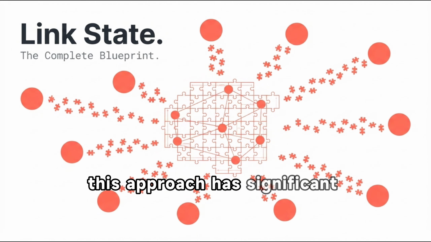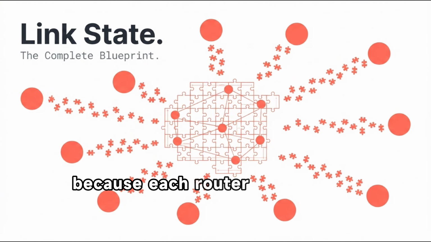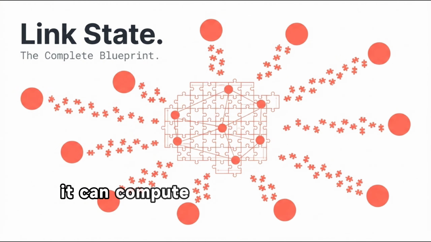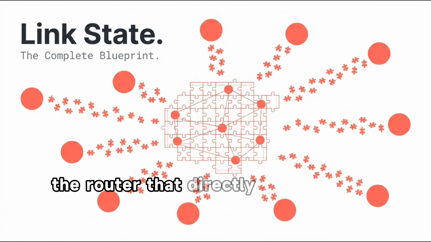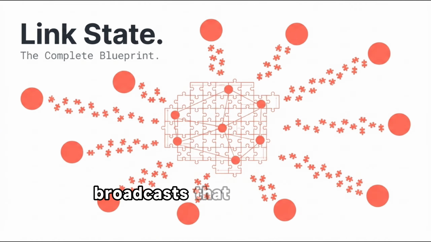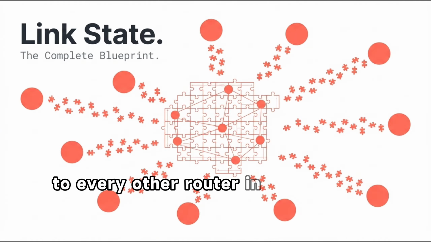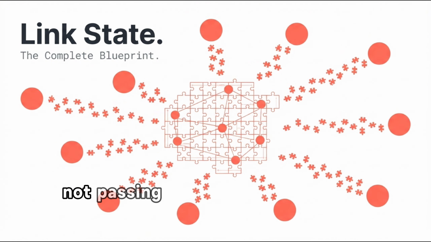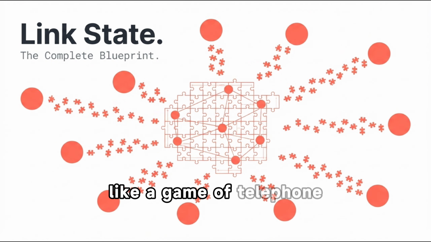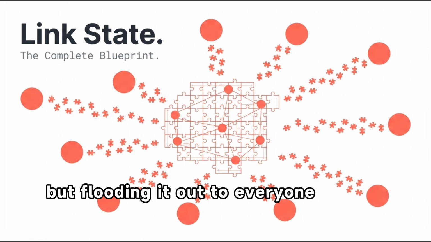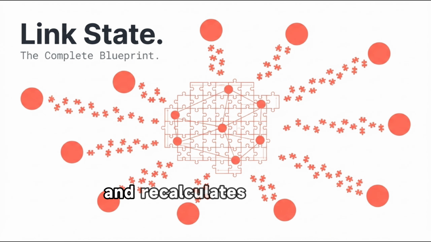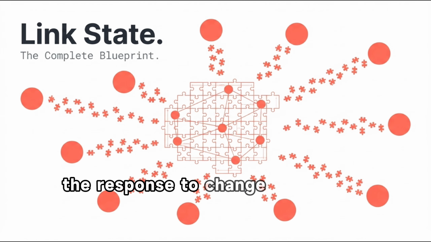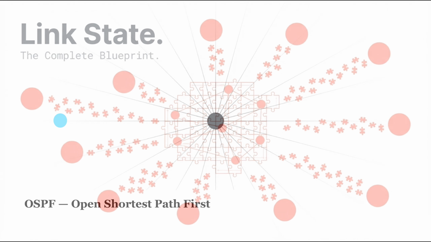This approach has significant advantages. Because each router has the full topology, it can compute paths independently rather than relying on its neighbor's conclusions. If a link fails, the router that directly observes the failure broadcasts that observation to every other router in the network immediately, not passing it neighbor to neighbor like a game of telephone, but flooding it out to everyone at once. Every router updates its topology map and recomputes its paths. The response to change is fast and accurate.